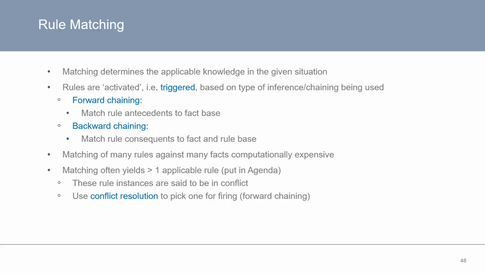When multiple rules are applicable, these rule instances are said to be in conflict, and we need to use conflict resolution to pick one to fire. Firing is a term used in forward chaining to describe the execution of the consequence of an applicable rule instance. In other words, if the antecedents of a rule are satisfied, then the consequent is added as a new fact through firing.